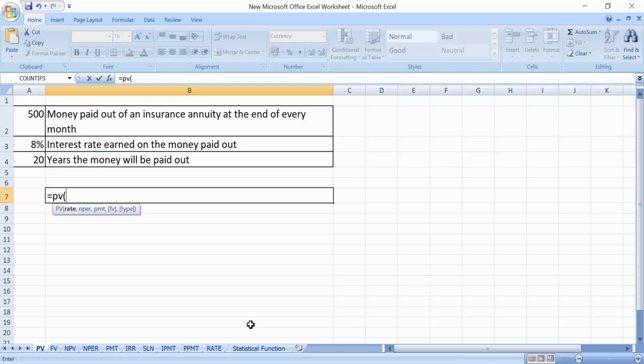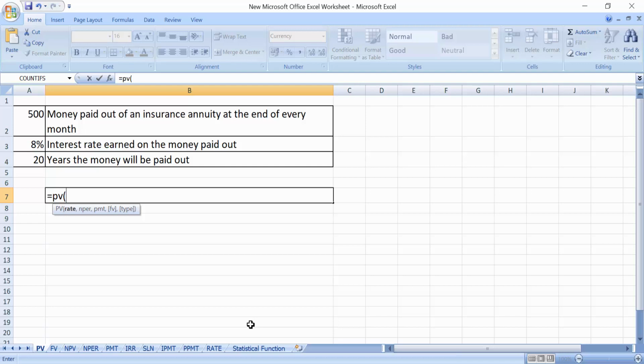And the last one is type, that is a number parameter, it can be 0 or 1, and it indicates when the payments are due. If you type 0 or omit it, then the payments are due at the end of the periods, and if you type 1, then payment occurs at the beginning of the period, right?